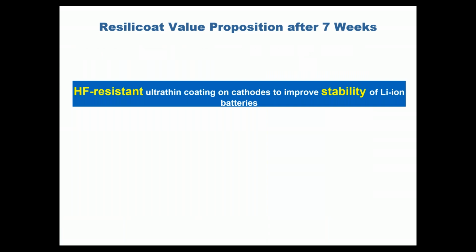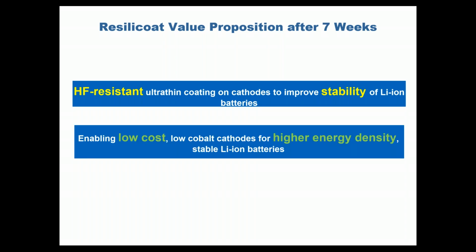So by week 7, their value proposition had changed. Whereas initially it was HF-resistant, ultra-thin coatings on cathodes to improve stability of batteries, they realized that what they had was an ability to enable low-cost, low-cobalt cathodes for high energy density, stable lithium-ion batteries.